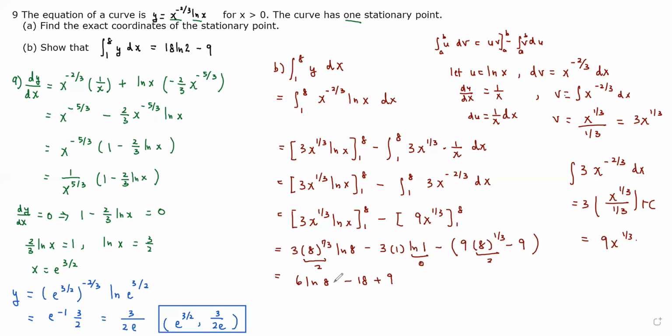So we have 6 ln 8, but what you are asked to show is ln 2. 8 is 2 to the 3. This 2 will be minus 9. Then using the power law, ln 2 to the 3 is 3 ln 2. 3 times 6 is 18. Ln 2 minus 9.